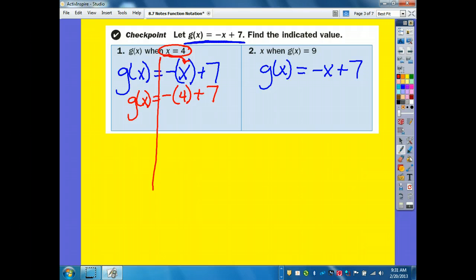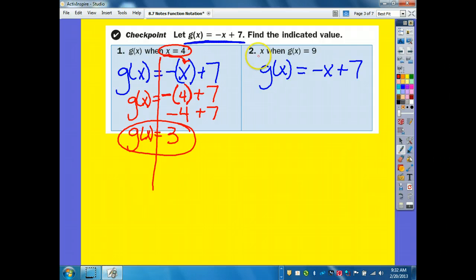Annie, what do you get? So g of x equals what? Negative 3? Final answer? No? What do you get here? What's negative times a positive 4? Good. What's a negative 4 and a positive 7? Is it a fight or no fight? Fight. Who wins? Positive by how many? 3. So g of x equals 3.